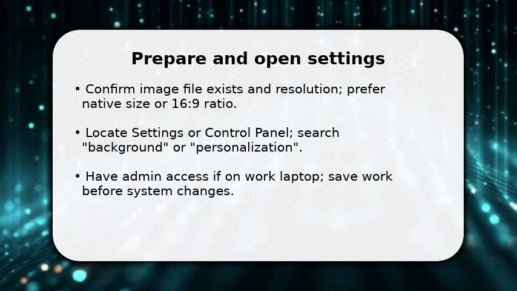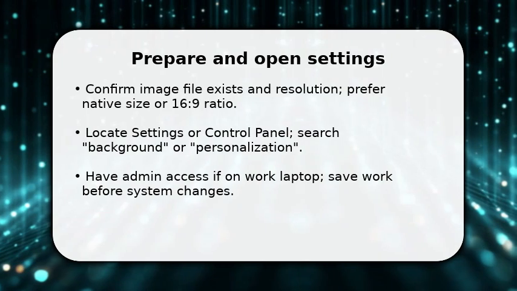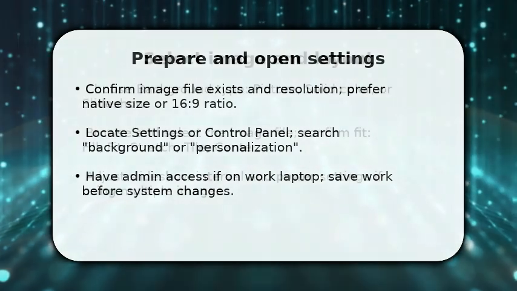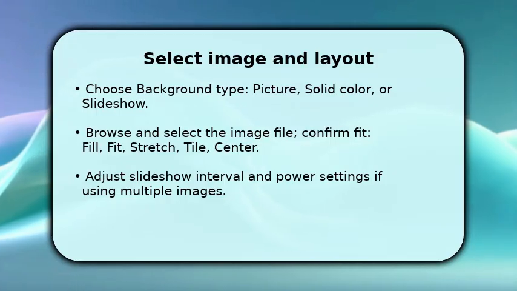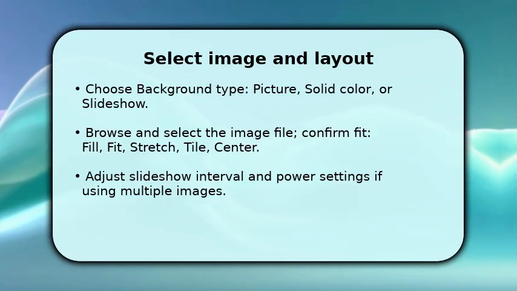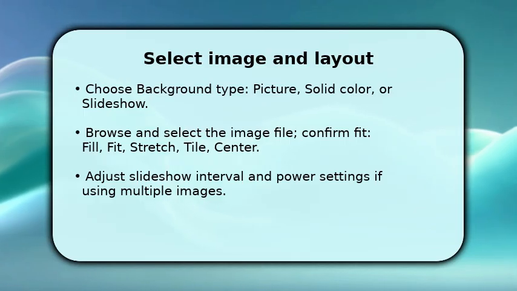Once done, keep the file open in File Explorer so you can select it quickly when you reach the background options. Now choose how the wallpaper is applied and why each option matters. Pick Picture for a single photo, Slideshow if you want rotating images, Solid Color for minimal distraction. Click Browse to select your saved image and then pick the display mode.